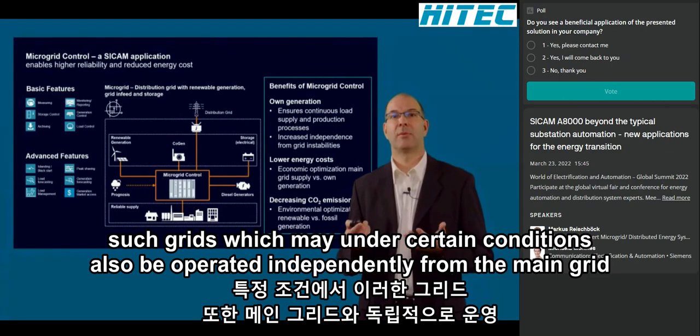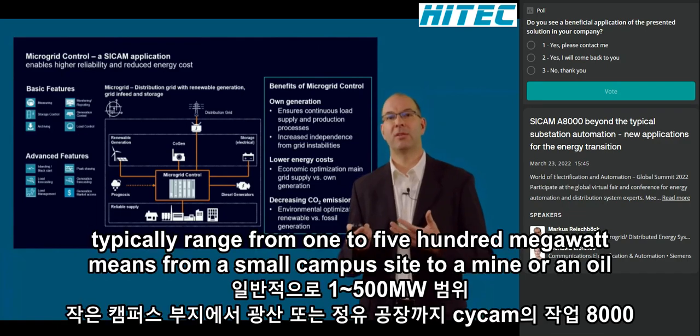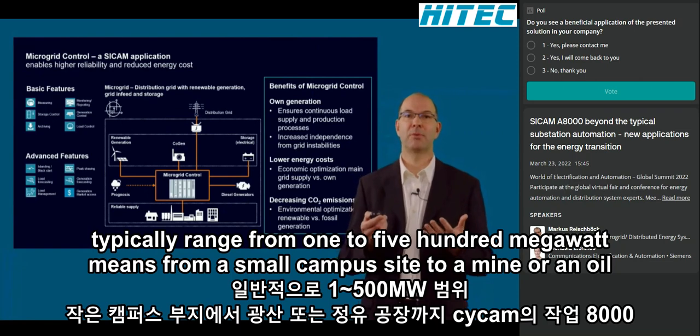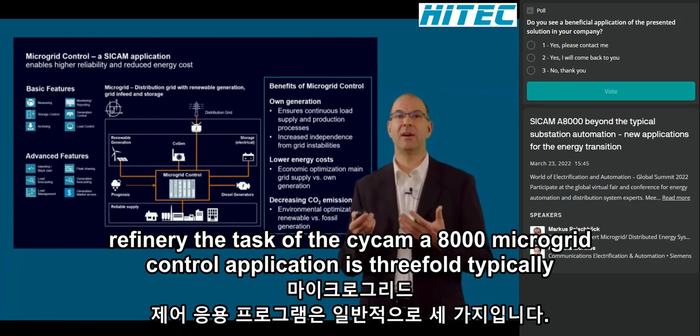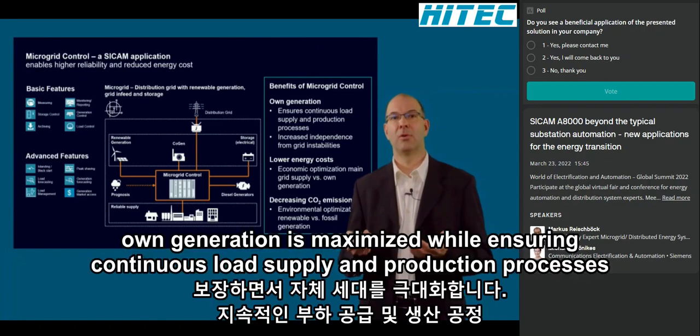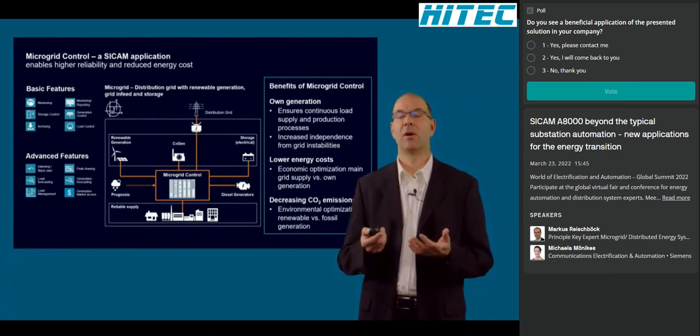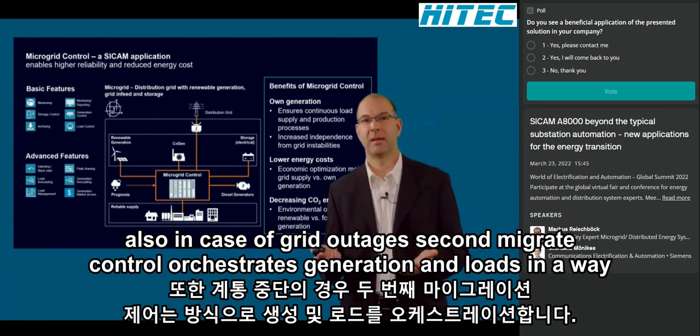Such grids, which may under certain conditions also be operated independently from the main grid, typically range from 1 to 500 megawatt. Means from a small campus site to a mine or an oil refinery. The task of the SICAM A8000 microgrid control application is threefold. Typically, own generation is maximized while ensuring continuous load supply and production processes, also in case of grid outages.